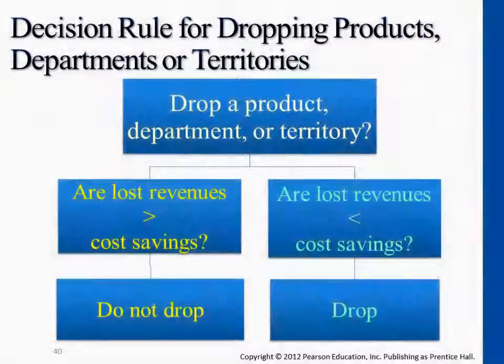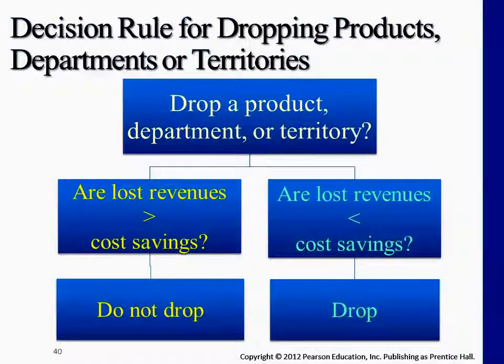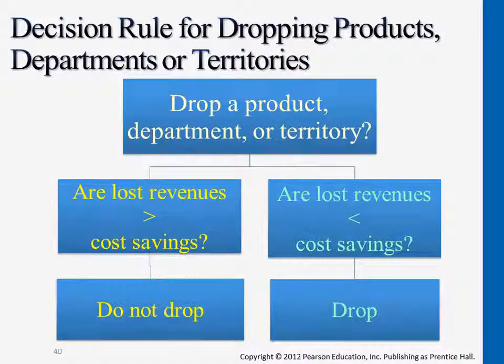So the main decisions here: after knowing that you have a contribution margin, then evaluate the cost saving and the revenue that you're giving up.